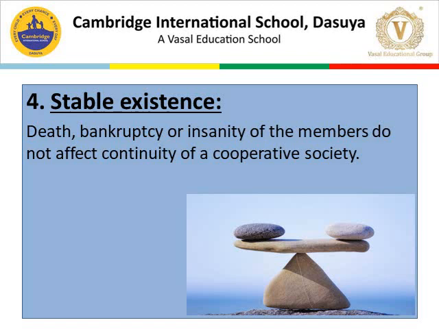cooperative society. If any insanity, if any person becomes mad, insanity means mad. If any person becomes insane or becomes mad, it will also not affect the existence of the cooperative society. So the cooperative society's existence is very stable. Any person who dies, becomes bankrupt or becomes insane will not affect the continuity of the cooperative society.